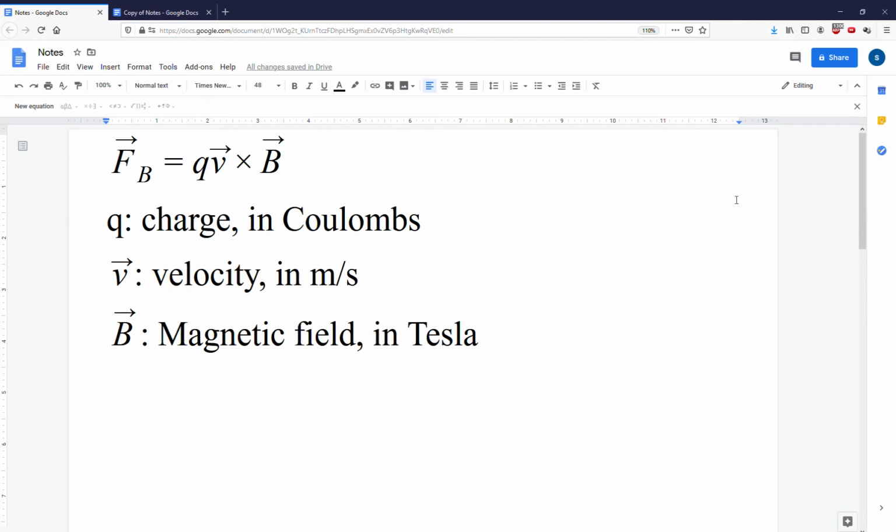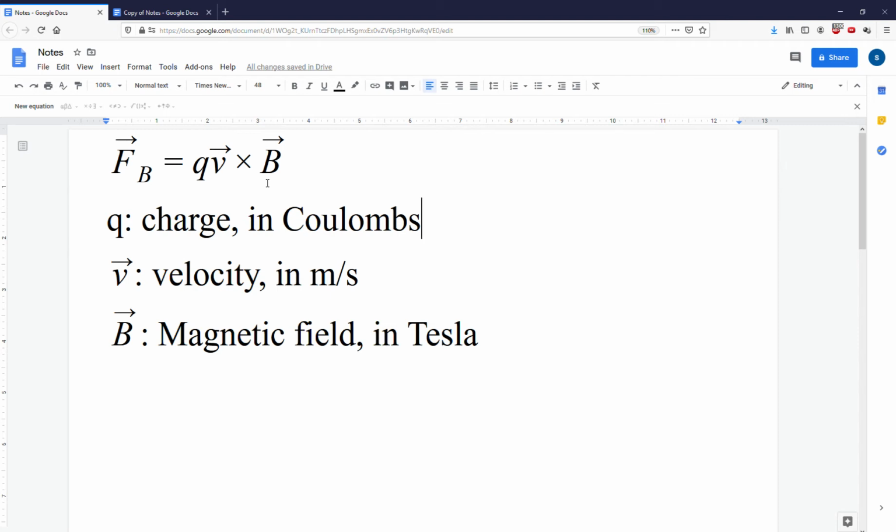The formula for magnetic force on a charged particle is F equals Q V cross B. Q is the charge of that particle in coulombs, V is the velocity of that particle in meters per second, and B is the strength of the magnetic field in Tesla.